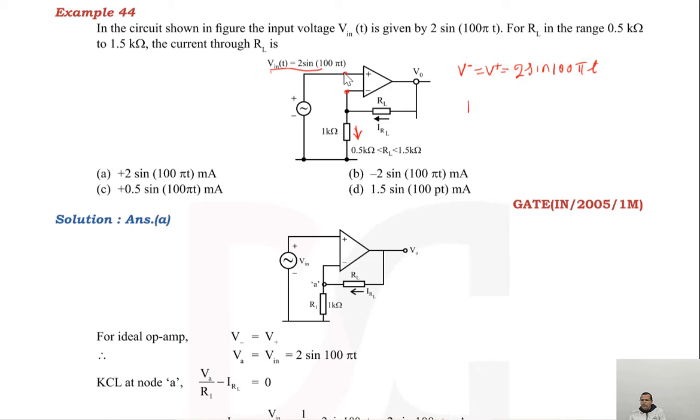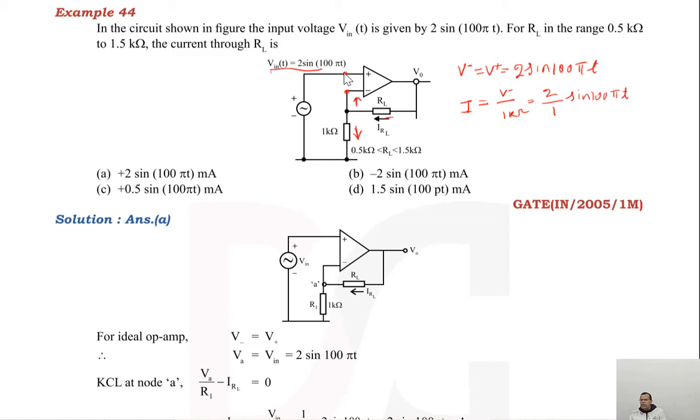The current in the 1 kilo ohm resistance is IL, the same as the current in RL, because the current entering the inverting and non-inverting terminals is 0 for an ideal op amp. So, current I will be equal to V minus, the voltage at the inverting terminal, divided by the resistance of 1 kilo ohm, and that is nothing but 2 divided by 1 kilo ohm into sine 100 pi t.